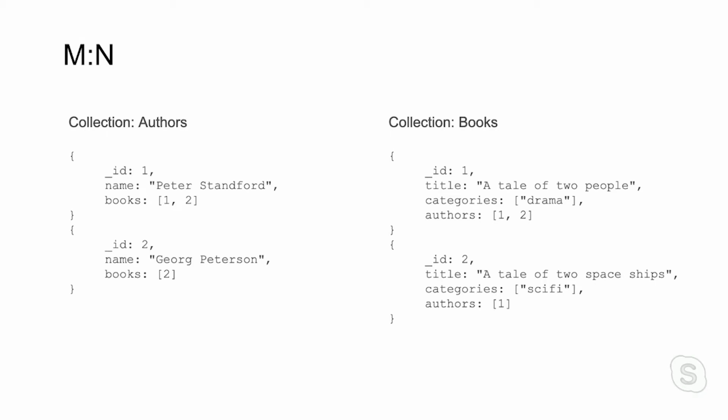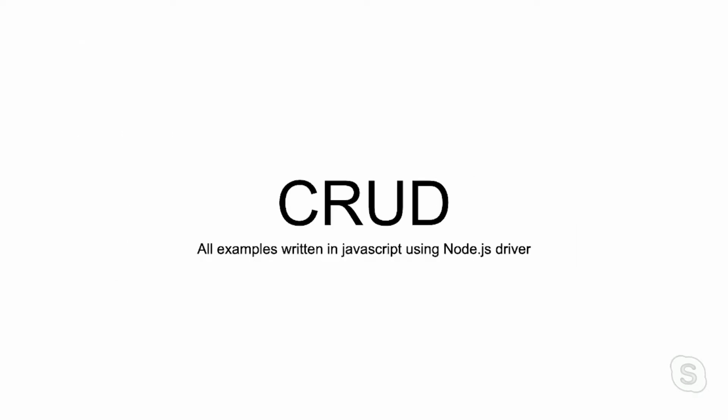for example, that this is a reference to something. You will just say if it's required, what kind of data type it should be, but you're not saying anything about the referencing and so on. Okay? Now we get to the CRUD: create, read, update, and delete. There will be some examples of code. They're all written in JavaScript using the Node.js driver.